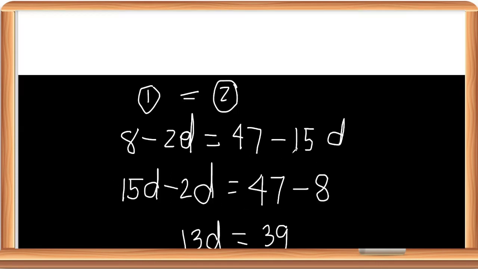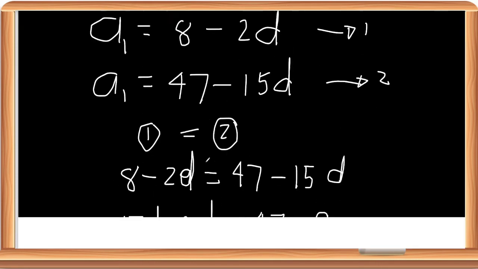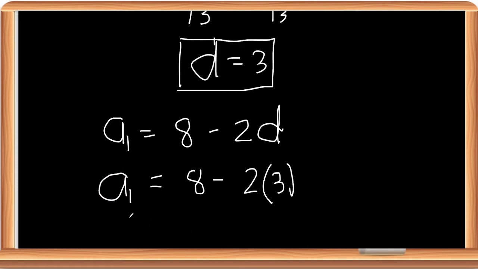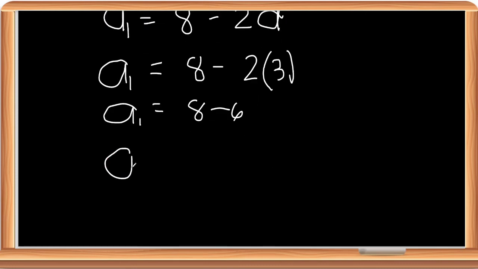Yun nga ba yung equation number 1? 8 minus 2d. Okay. So, substitute natin ngayon that d is equal to 3 here. So, we have 8 minus 2 times 3. So, instead na d, ilagay natin 3 dahil yun yung nakuha natin dito. So, a sub 1. Makukuha mo na ngayon yung a sub 1. A sub 1, therefore, is equal to 8 minus 6, which is equal to 2.